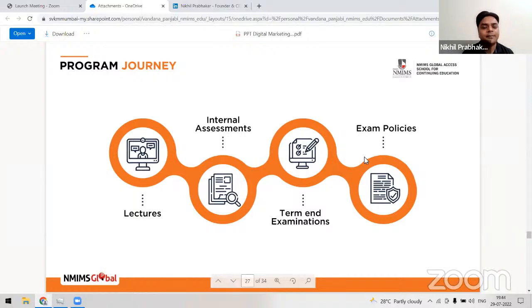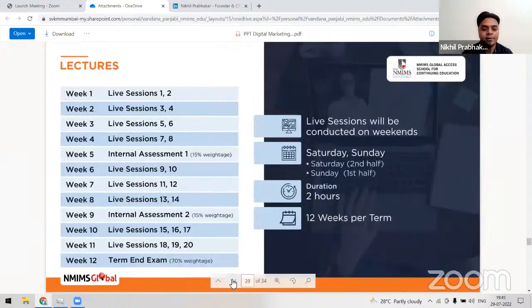There are certain exam policies in place that you will learn more about when you're enrolling, and these are done in a way that you get feedback on where you went wrong and where you went right, and that's the way we grow our understanding. This is the overall aspect of this.